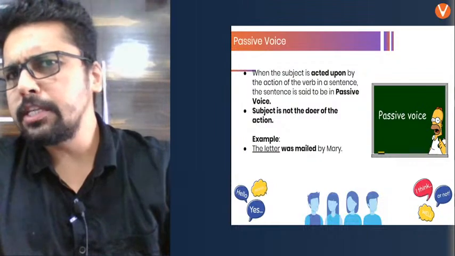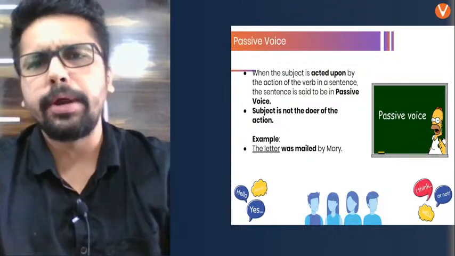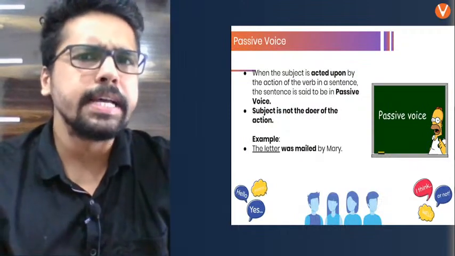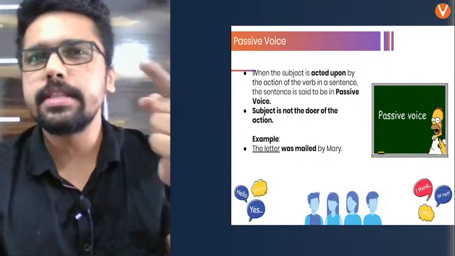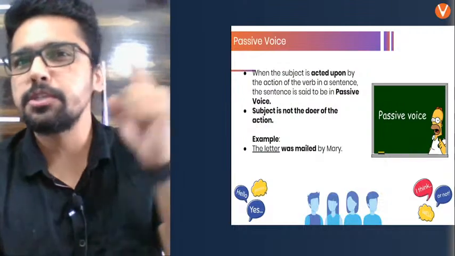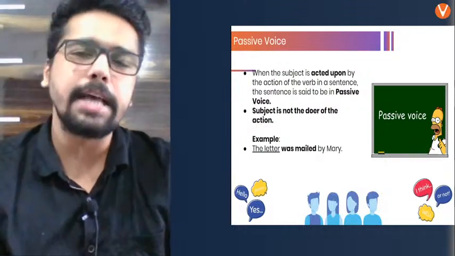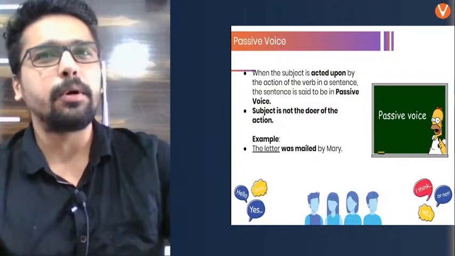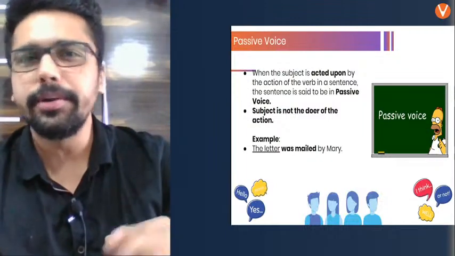Are we all thorough with these two terms now? Active voice and passive voice. You got to know what active voice is. You now know what passive voice is. So when the subject is the doer of the action, the sentence is in active voice. When the subject is not the doer of the action, the sentence is in passive voice. I hope this is crystal clear for all of us. Tell me in the chat box if this is crystal clear for all of you here.